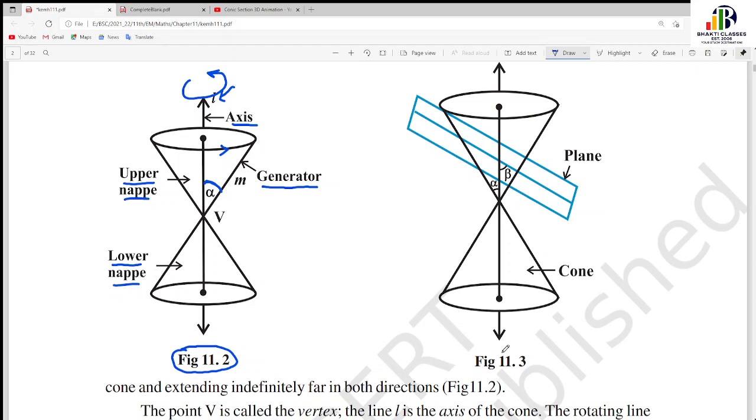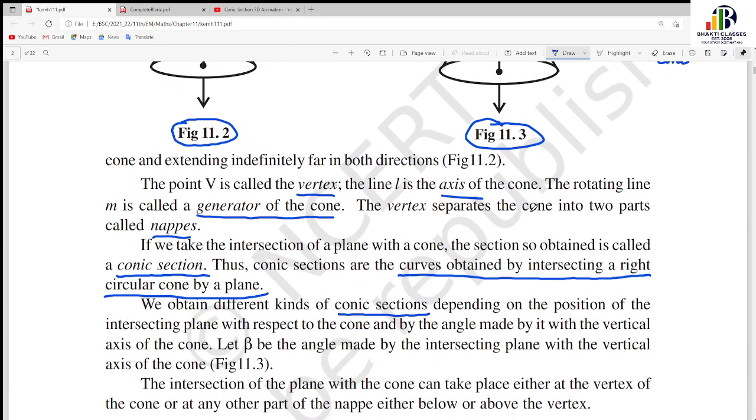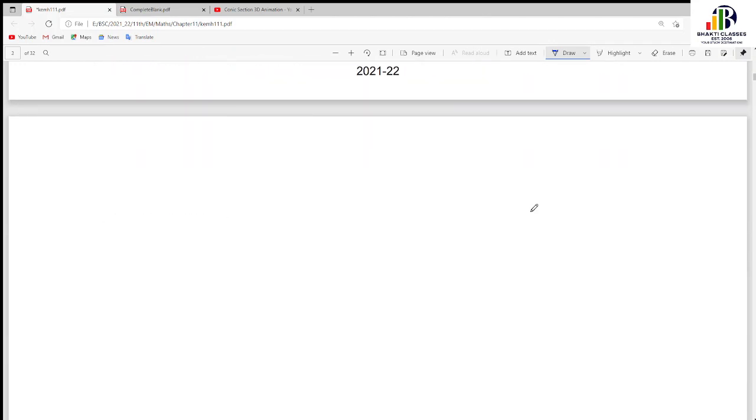Now see the figure number 11.3. We have 2 angles, angle beta. So beta is the angle which the plane makes with the axis, and alpha is the angle of cone. So based on the relation between beta and alpha, we will get the different conic sections. Let us see which conic sections are that.